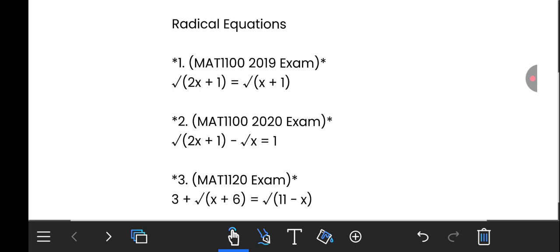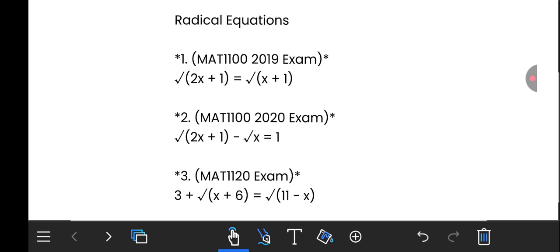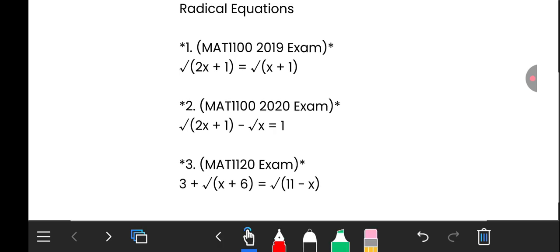The question which was asked in Math 1120, let's revisit this question. It is the Math 1120 exam, for last year, the 2023-2024 exam. The question was: solve the radical equation. This is where this question is coming from this year.